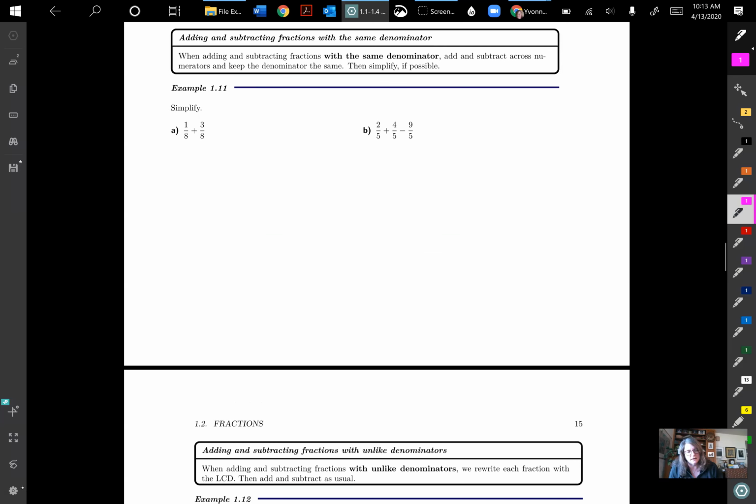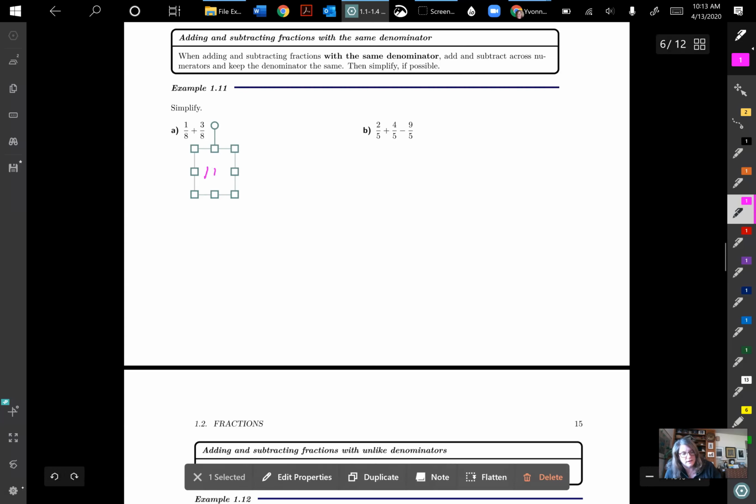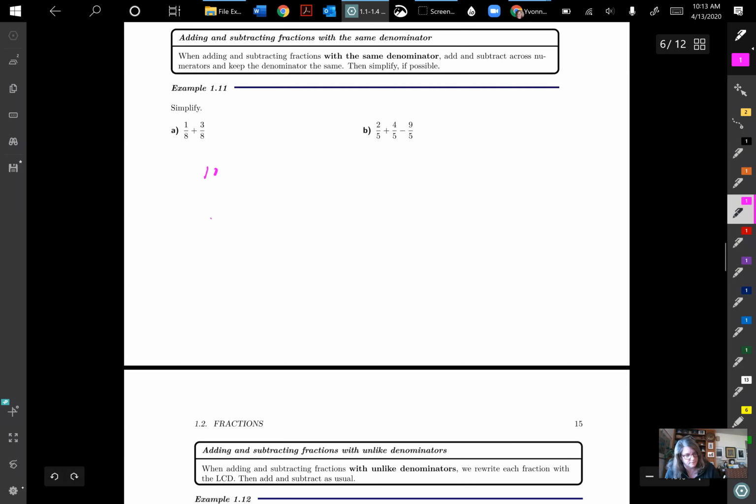Next one here, adding and subtracting fractions with the same denominator. We're just going to add the numerators, keep the denominator the same. You never add or subtract the denominators. They just have to be like to begin with. And then you do want to reduce that as well. So we would get 1/2 as our final answer. And then for part B, we would have 2 plus 4 minus 9 all over 5, which would give us -3/5. And you really want to center that negative with the fraction bar.